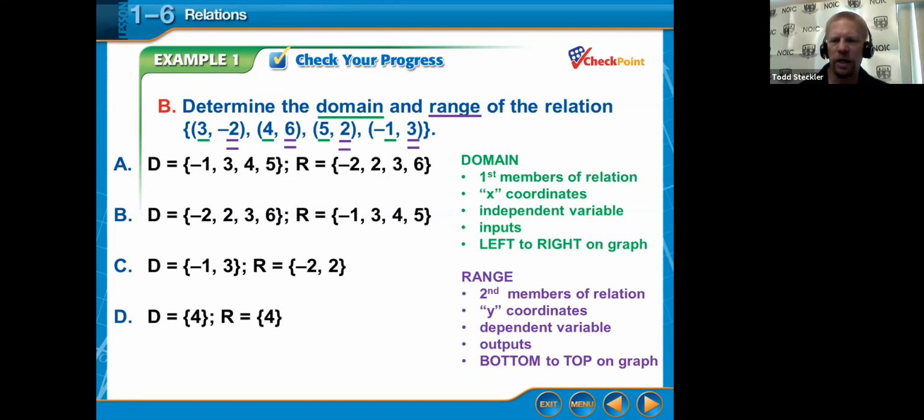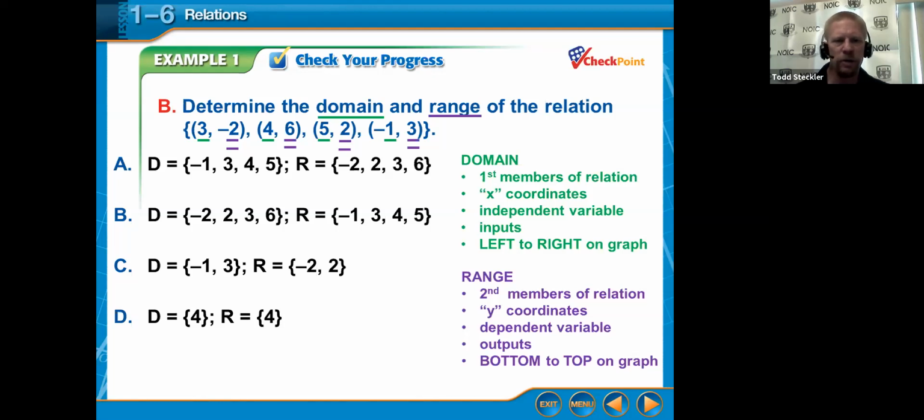Range can also be thought of as the y coordinates, the second members of an ordered pair. We can think of range as the dependent variable. We can think of range as output. And on a graph, we can think of range going from bottom to top.